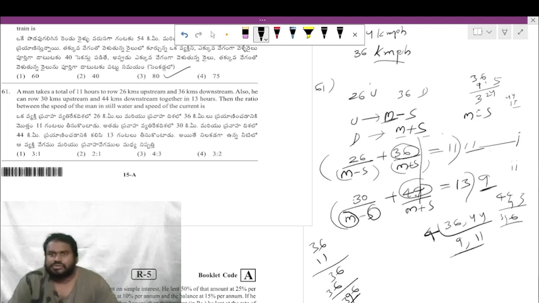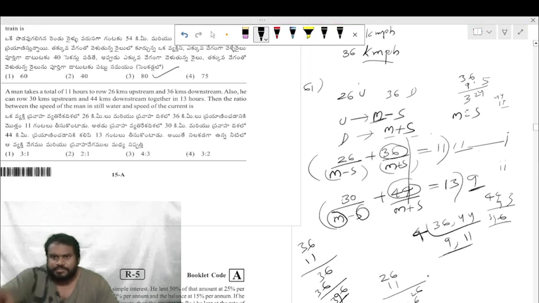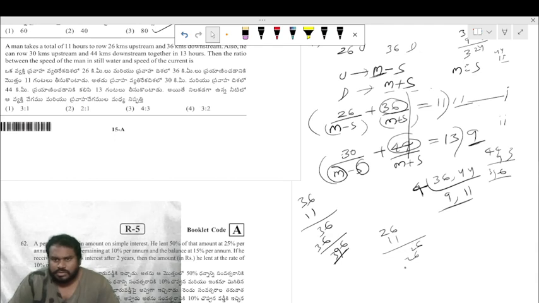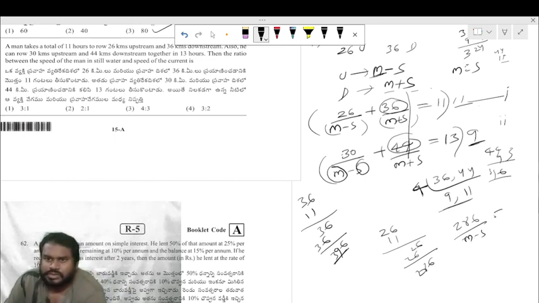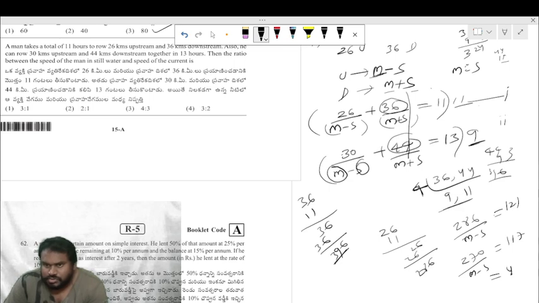You can cut these two. When you cut these two, 26 into 11 is 286. So 286 by m minus s plus 396 by m plus s is equal to 121. Again here at the bottom, 270 by m minus s plus 396 by m plus s is equal to 13 times 9, 117. Subtract these two, and you get 4 is equal to 16 by m minus s.